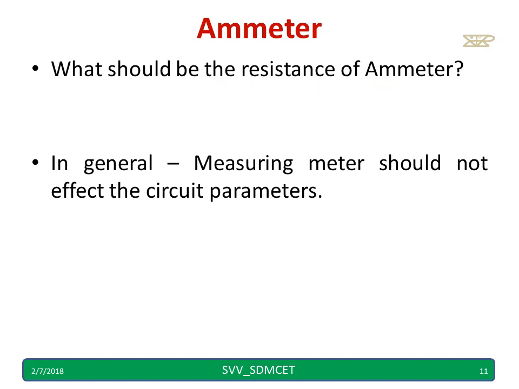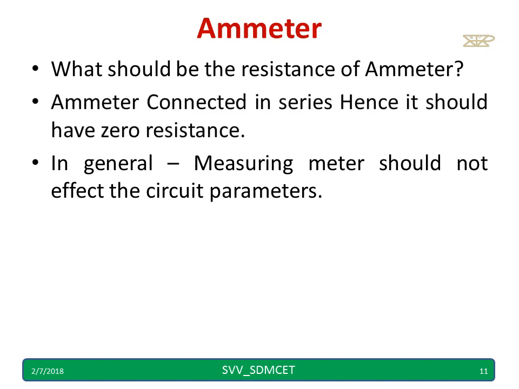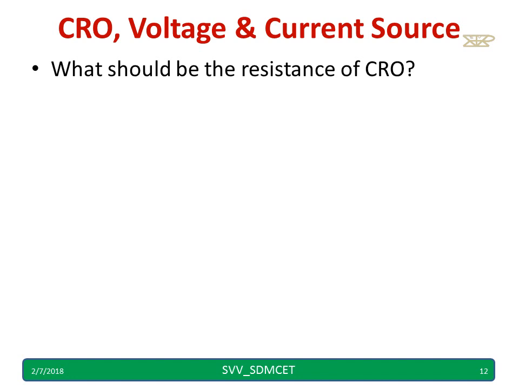What should be the resistance of an ammeter now? Ammeter we connect in series. We should not disturb the previous current before the connection. It should be 0. In general, a measuring meter should not affect any circuit parameters. Hence, you should remember, what should be the resistance of a CRO? We'll connect series or parallel? Yeah, parallel. It should be infinity.